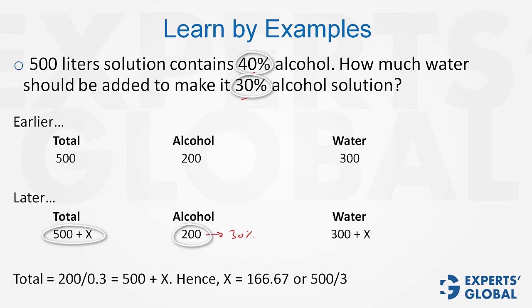We solve it. The logic I have applied here is that if 200 is 30%, then 200 divided by 0.3 equals total, which is 500 plus X. Solve it for X. We get X equals 166.67, or 500 divided by 3.